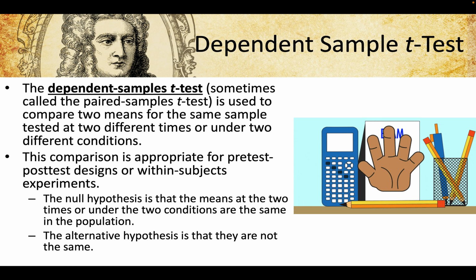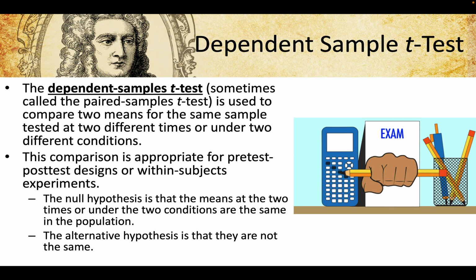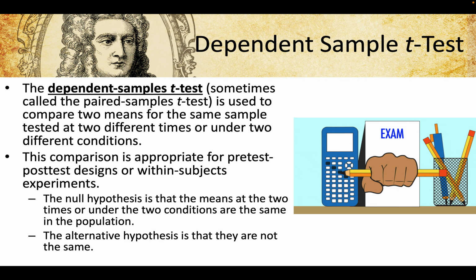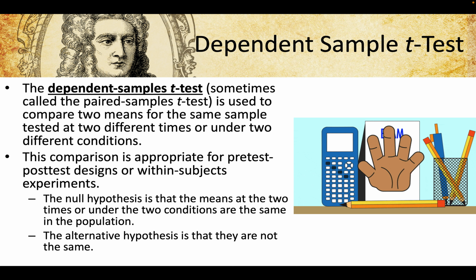The dependent samples t-test, sometimes called the paired samples t-test, is used to compare two means for the same sample tested at two different times or under two different conditions. This comparison is appropriate for pre-test, post-test designs or within-subjects experiments. The null hypothesis is that the means at the two times or under the two conditions are the same in the population. The alternative hypothesis is that they are not the same.